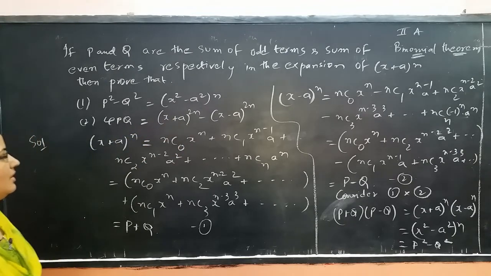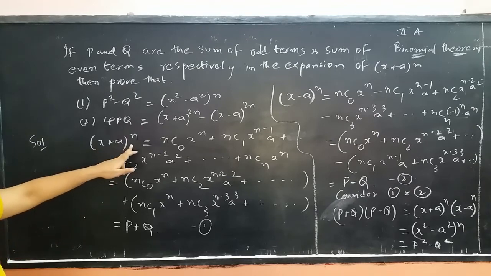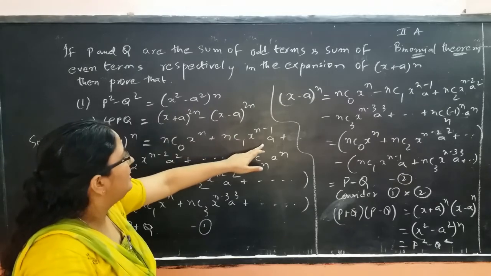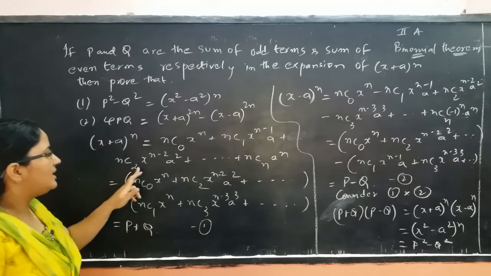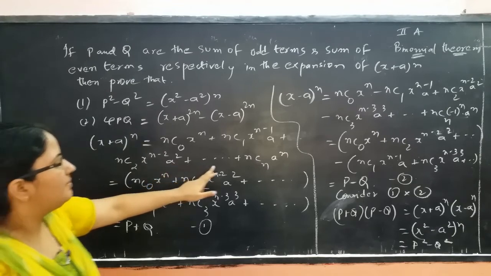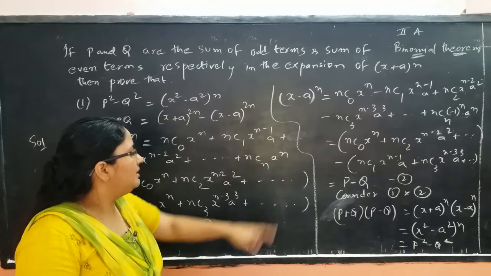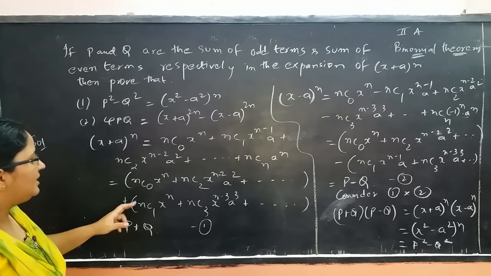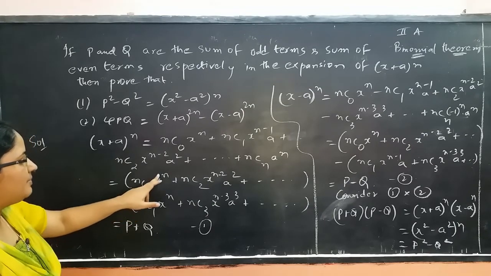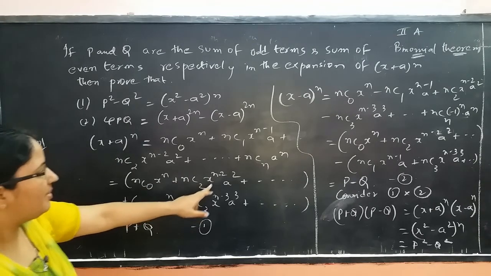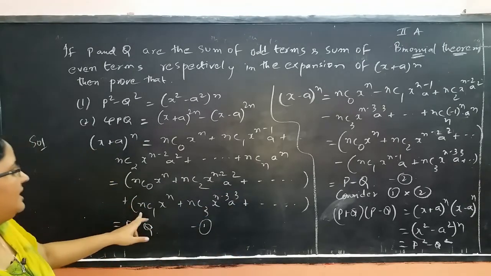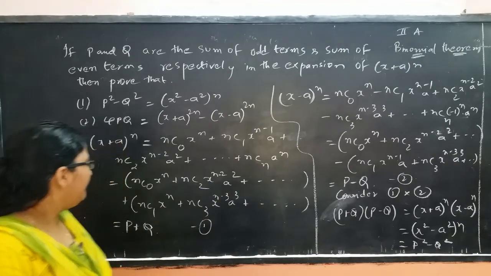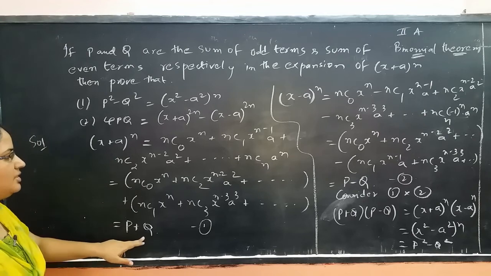So (x+a)^n is equal to nC0 x^n plus nC1 x^(n−1) into a plus nC2 x^(n−2) a² plus so on plus nCn a^n. So if you separate odd terms and even terms, these are even: nC0 x^n, nC2 x^(n−2) a², and so on, plus nC1 x^(n−1) a plus nC3 x^(n−3) a³ plus so on. So this is nothing but P plus Q.